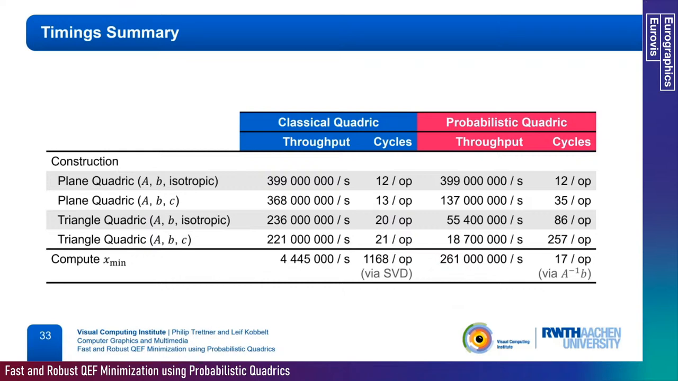So to summarize the timings, in the classical setting you have a very cheap construction. However, computing the minimizer of the quadric has to be done via singular value decomposition for stability reasons, and this is by far the dominating operation here. In contrast, our probabilistic quadrics are more expensive to construct, and the most expensive one is the anisotropic version of the triangle quadric when you also need the constant C, where it is a bit more than 10 times as expensive. However, we more than regain this disadvantage by not requiring a singular value decomposition, and this more often used step of computing the minimizer is a factor of 50 cheaper.